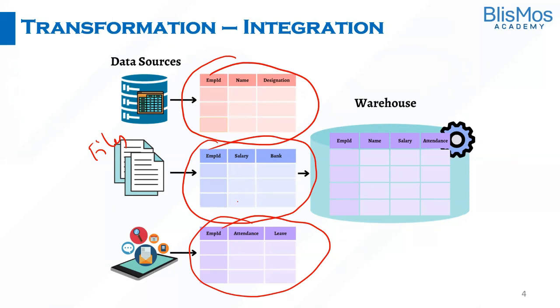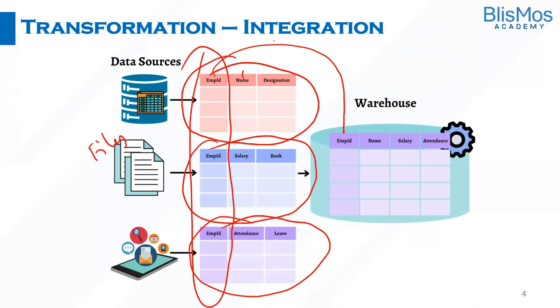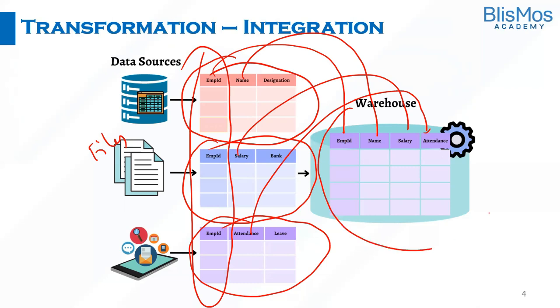So what I can do is I can get the employee ID from here, which is common across all the 3 tables, and name from here, salary from here, and attendance from here. So I'm integrating the data from different sources before I move that to a warehouse. That is one simple example of integration.